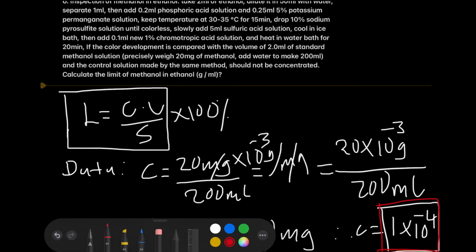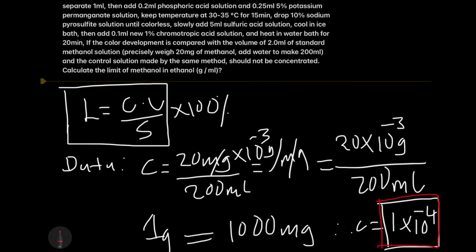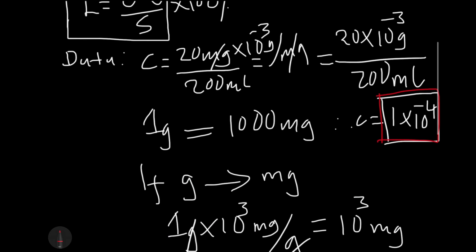Okay, all right. So now let's look for our volume. Our volume, they've said, if the color development is compared with the volume of 2.0 milliliters of standard methanol solution, so 2.0 milliliters is our volume. So the volume they've given us, we can say therefore volume is equal to 2.0 milliliters.